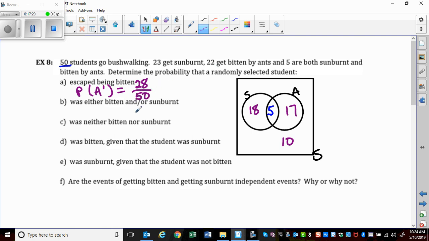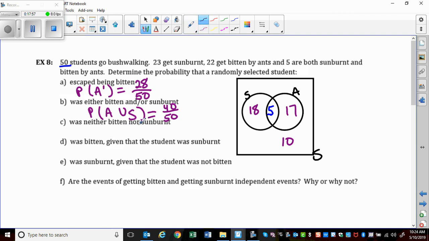Was either bitten or sunburned. Well, we got to add them up. 18 plus 5 plus 17. I think I said that was 40. So the probability of bitten by ants or sunburned. Remember, the mathematical or means and or. So we're going to put 40 over 50. You can definitely simplify this one.